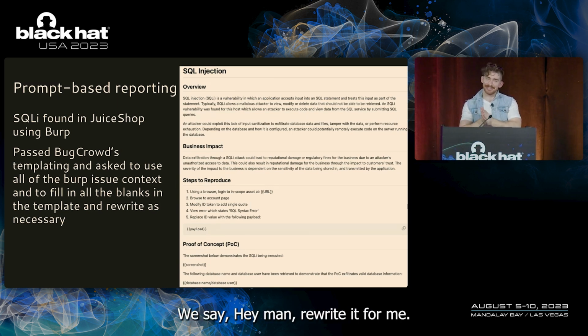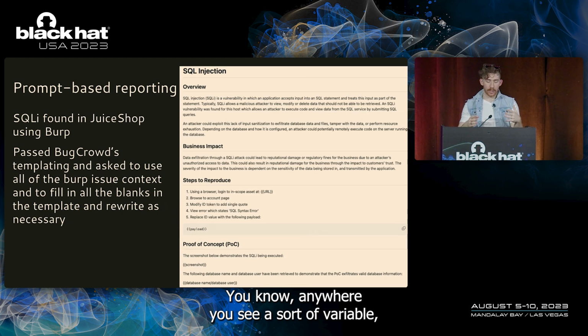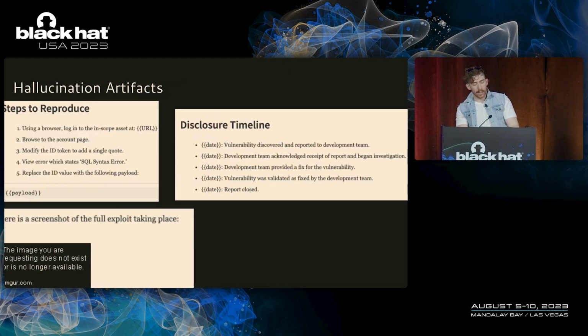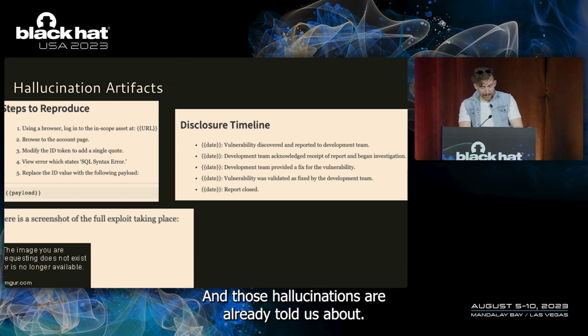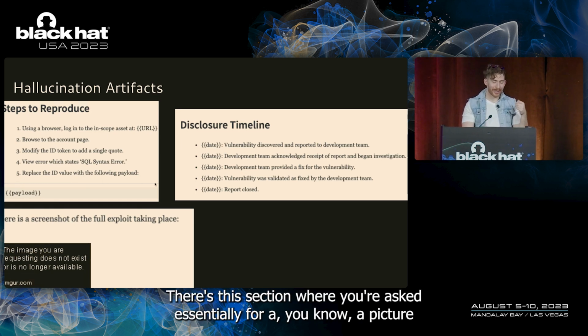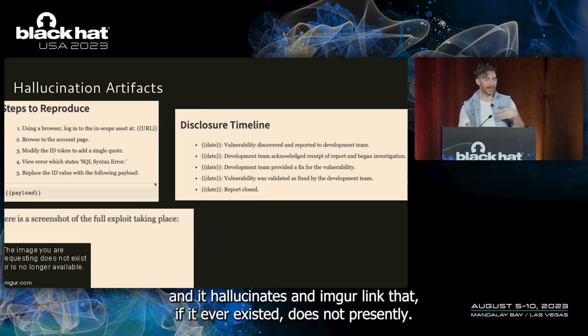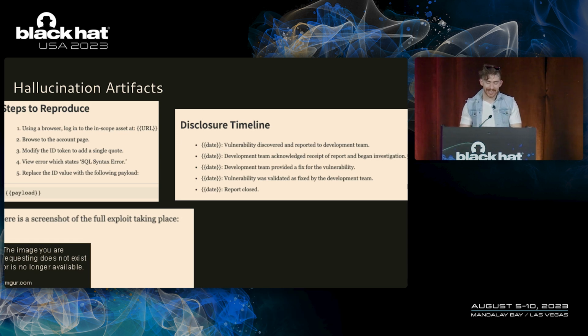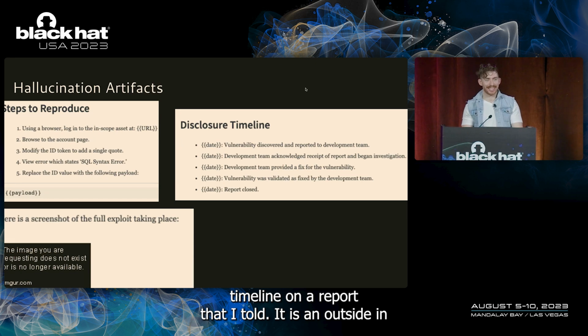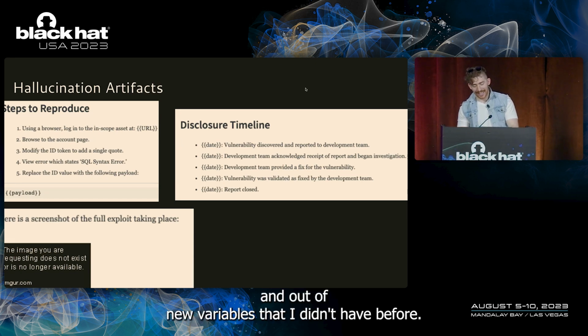We say, hey, rewrite it for me. Anywhere you see a variable, please fill it out, rewrite as necessary, make it all relevant. And on to those hallucinations Ari told us about. First of all, it followed some instructions, but it didn't fill out all these variables for me. There's this section where you're asked essentially for a picture, and it hallucinates an Imgur link that, if it ever existed, does not presently. And my personal favorite, in quite a few, it hallucinated a disclosure timeline on a report that I told it had not been sent in yet, and it added new variables that I didn't have before.